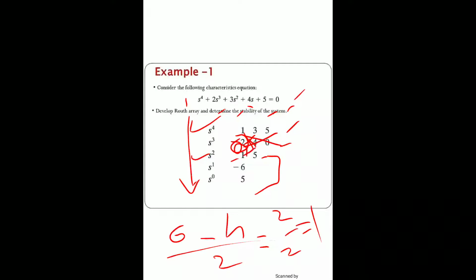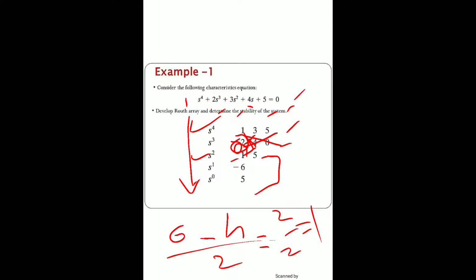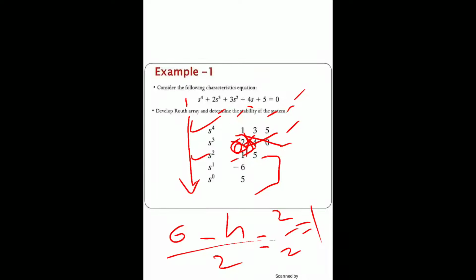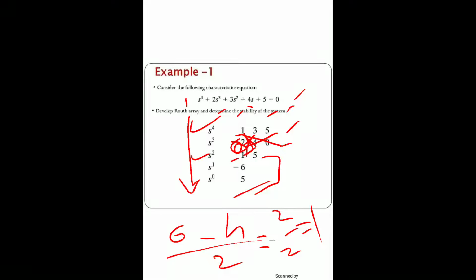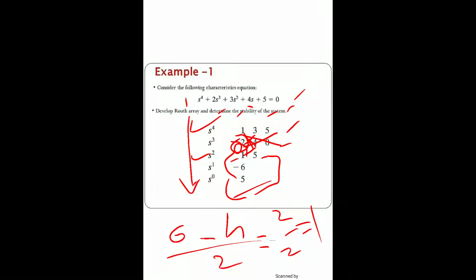Next is 1 into 4, that becomes 4, minus 10 divided by 1, that becomes minus 6. Similarly, minus 6 into 5 is minus 30, minus 0 divided by minus 6, we are getting plus 5 here. So the first column elements are 1, 2, positive 1, then minus 6 and plus 5. So there are two sign changes, positive 1 to minus 6 and minus 6 to positive 5.